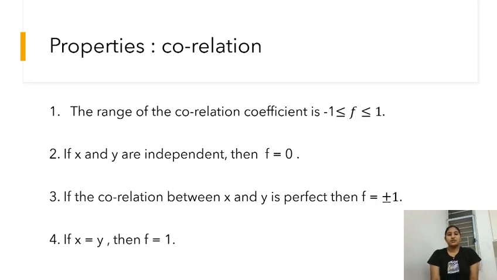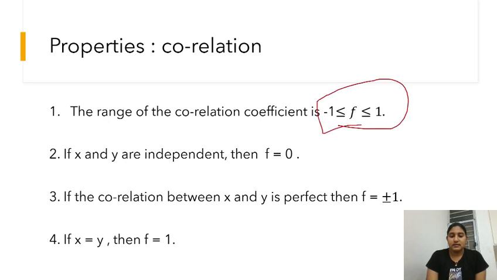Properties of correlation. The range of the correlation coefficient is minus 1 less than or equal to rho less than or equal to 1. If x and y are independent, then rho equals 0.